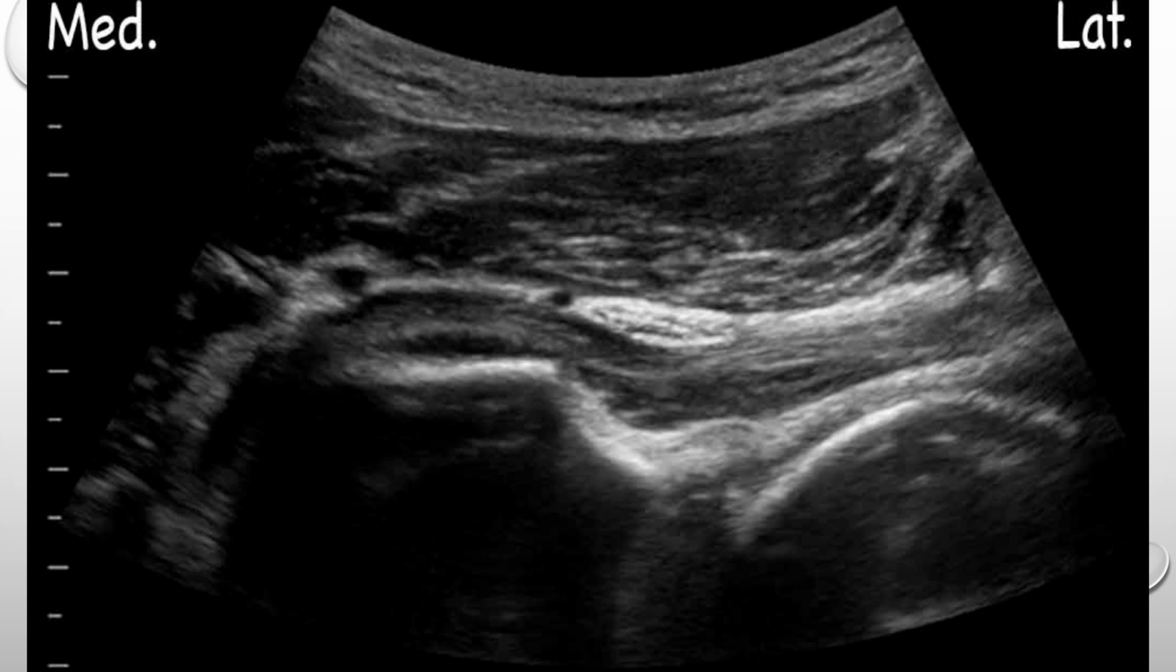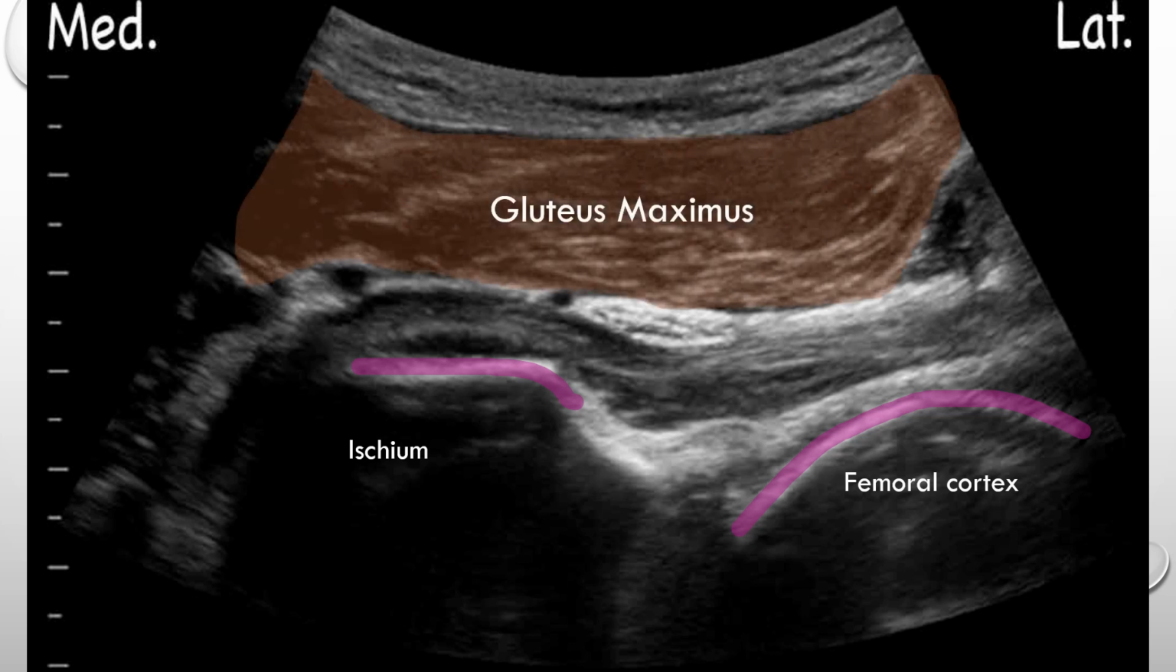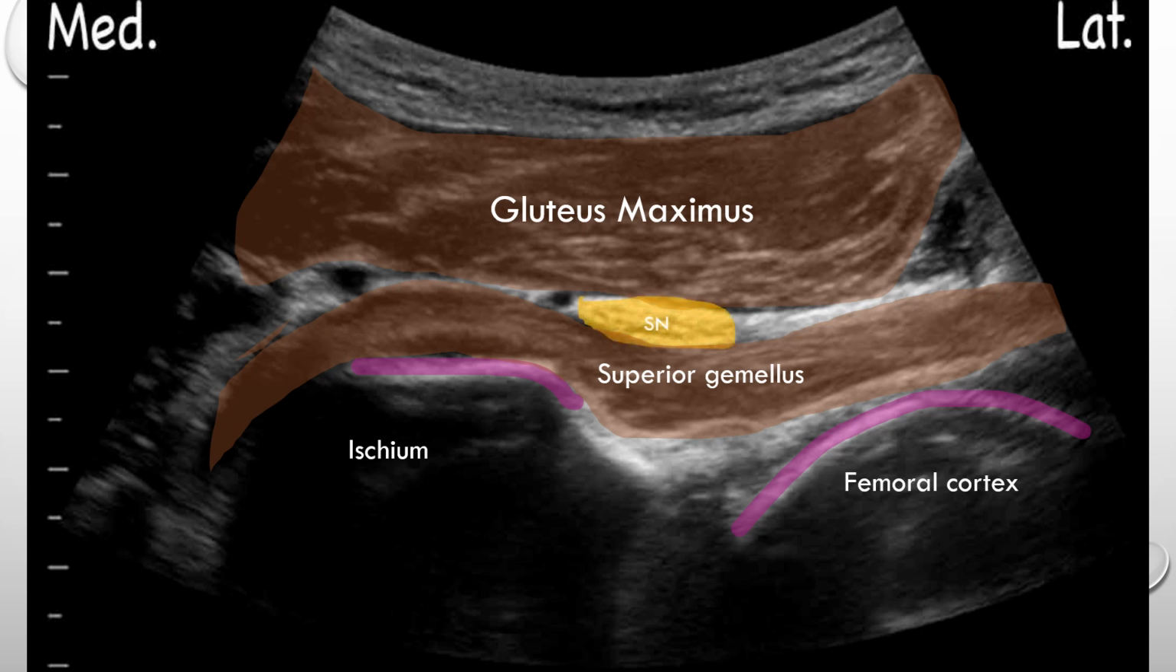This is the typical ultrasound image obtained at the transgluteal level. The bony structures identified are the ischium medially and the head of the femur laterally. The gluteus maximus and the superior gemellus muscle sandwich the sciatic nerve. The inferior gluteal vessels and the pudendal vessels are seen in this plane.